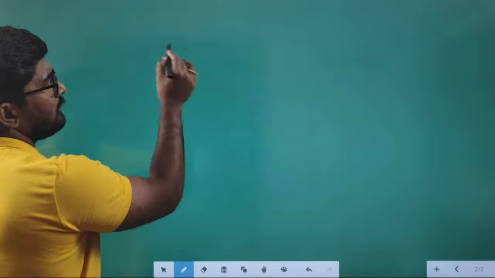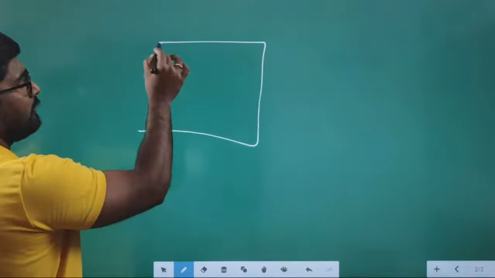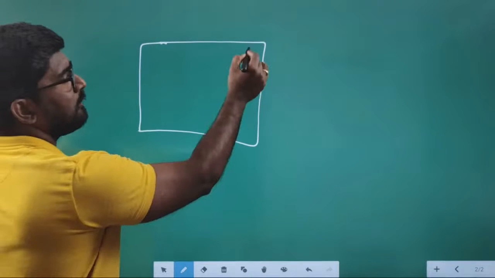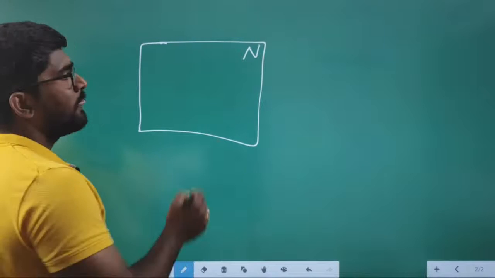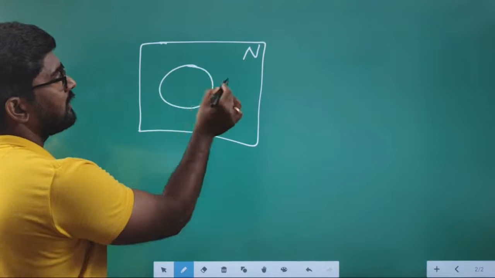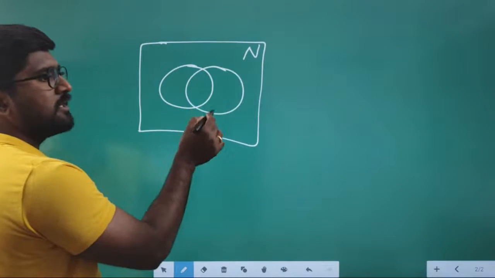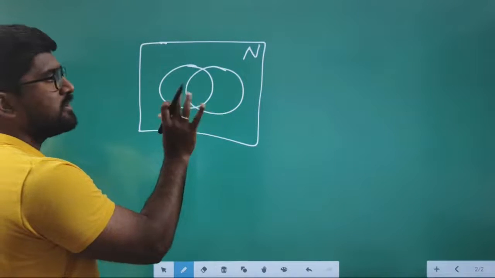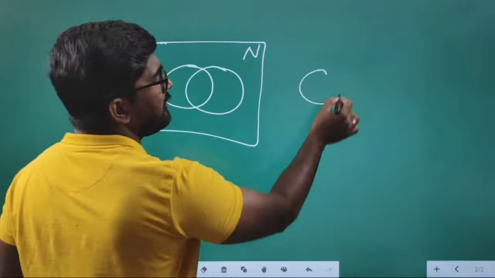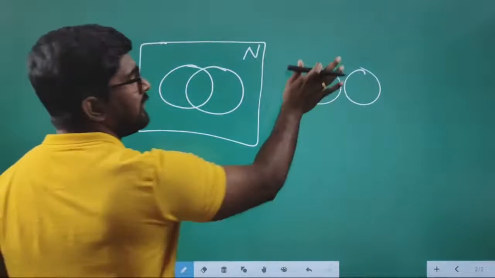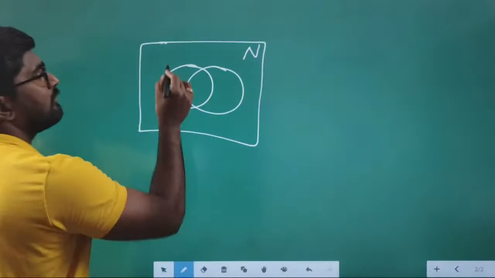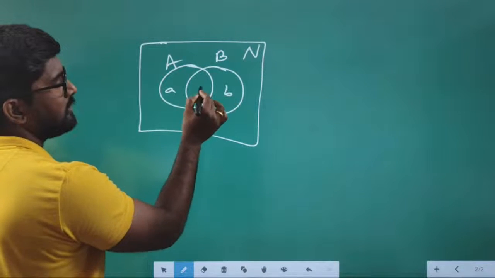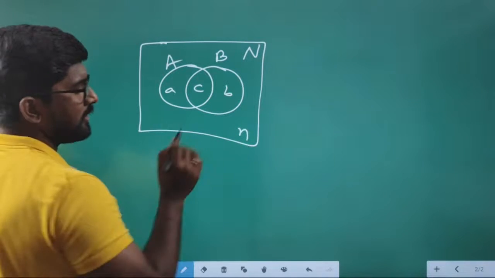If you remember, we represent the entire sample space in a rectangular box. Total number we write on the top corner, capital N, and for every variable we take a circle. We intersect the circles when there is a common region, when there is intersection. When there is a common portion, we intersect. If there is no common portion, we draw them separately. Right? We will see all those cases. So now let's say this is capital A, this is capital B, this is small a, small b, small c, and this is small n.